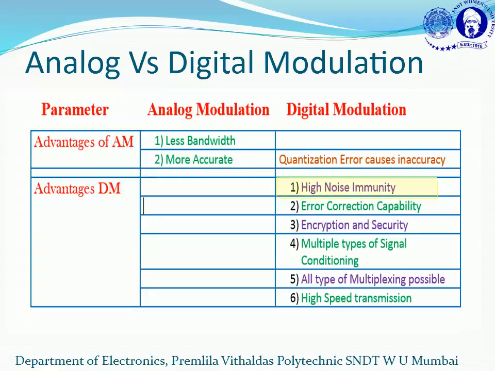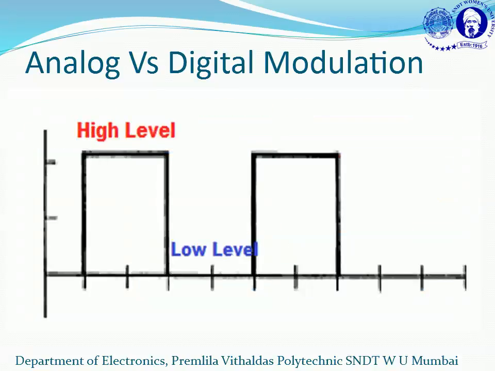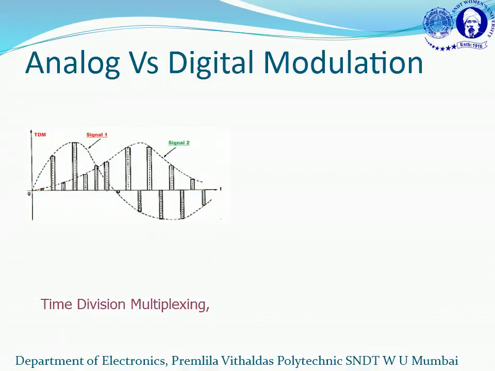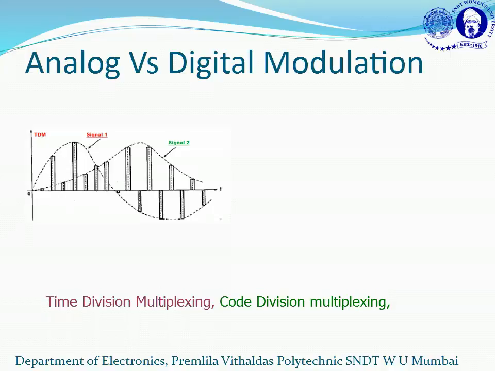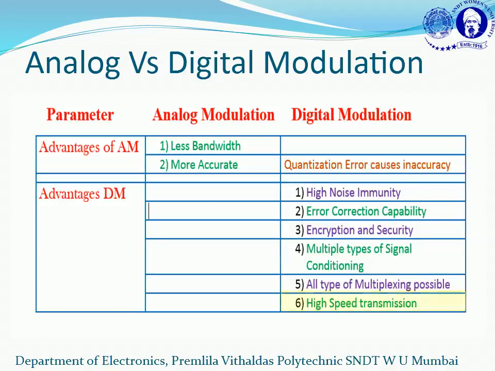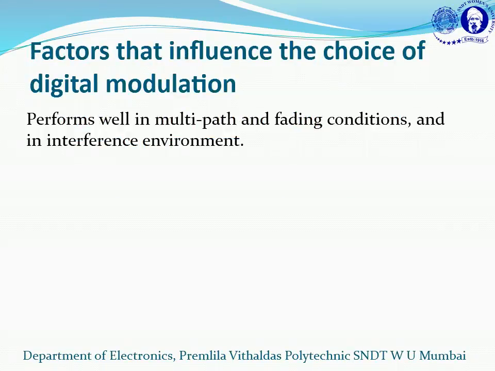It has high noise immunity, as the amplitude of the digital signal has two levels, and error correction facility can be applied. The data can be encrypted, hence security is also possible in digital modulation. Multiple types of signal conditioning can be easily implemented in digital modulation. All the methods of multiplexing like TDM, time division multiplexing, CDM, code division multiplexing, and FDM, frequency division multiplexing, can be implemented in digital modulation. Multiple signals can be transmitted in digital modulation at high speed. Digital modulation is vastly preferred over analog modulation because of the following reasons.